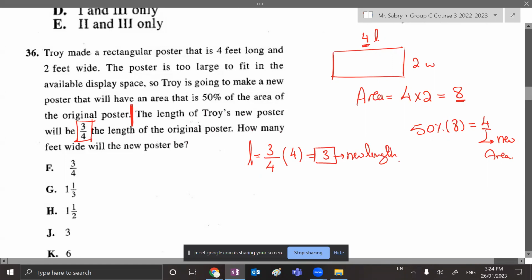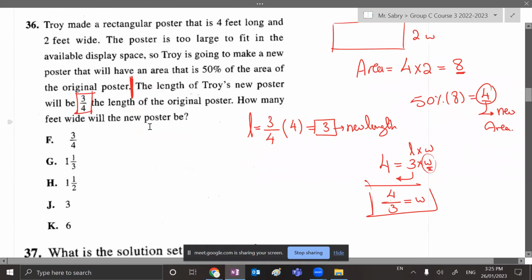How many feet wide will be the new poster? So they need to know the width. I know the new area, which is 4. The area should be length times width, and I know the new length, which is 3. So I need now to know the width, which I don't know. To find the width, I need to move the 3 to the other side by division. So I have 4/3, that's equal to W. So I know now that the width is 4/3.